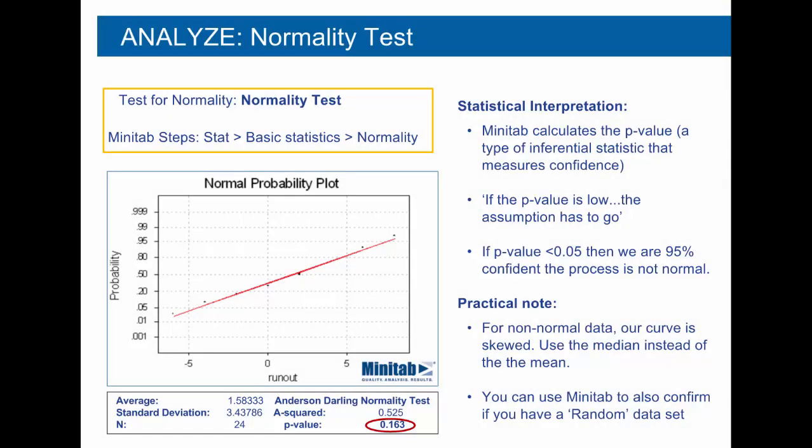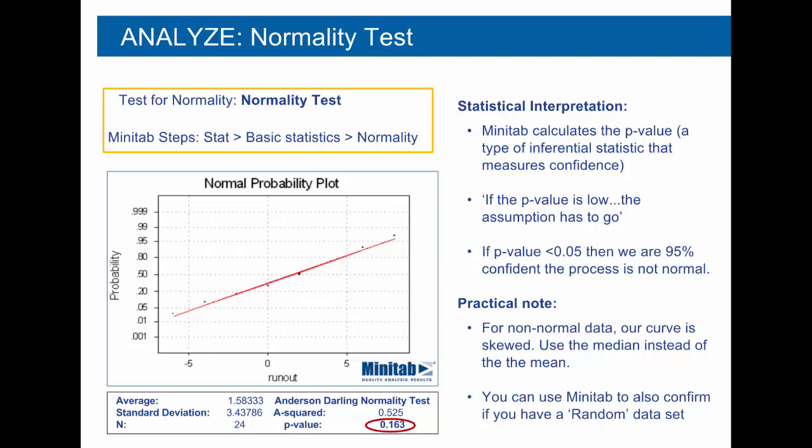Now I'd like to walk you through how you would calculate normality. In all cases, when we analyze our projects, we use the Minitab program. In the program, we can run a test to check if our data is normal. Minitab creates graphs and generates the statistics. It calculates the p-value, which is a type of inferential statistic that measures confidence.